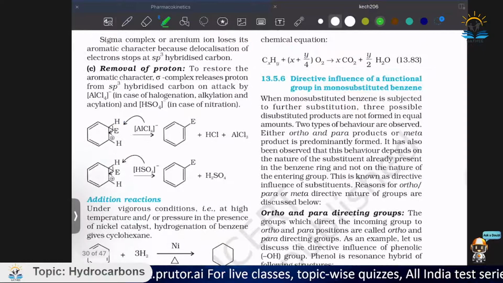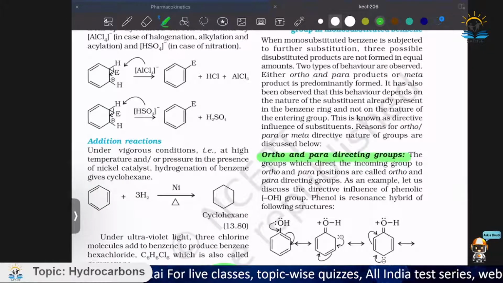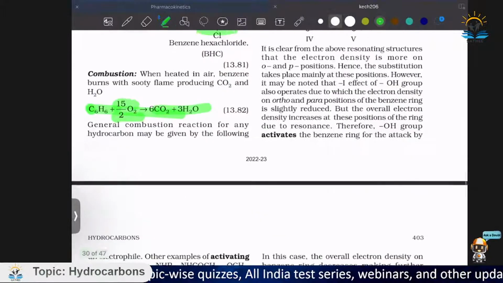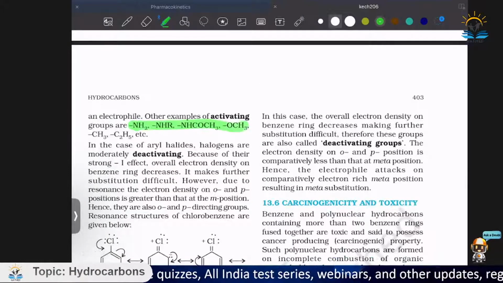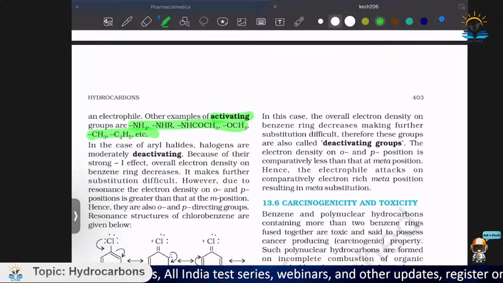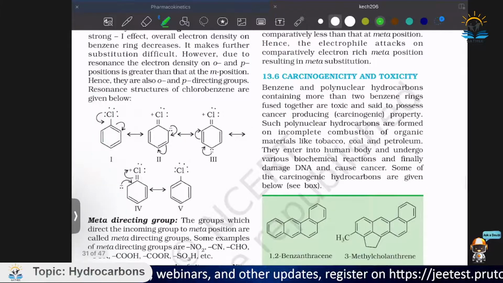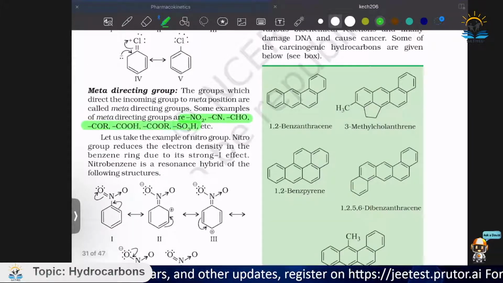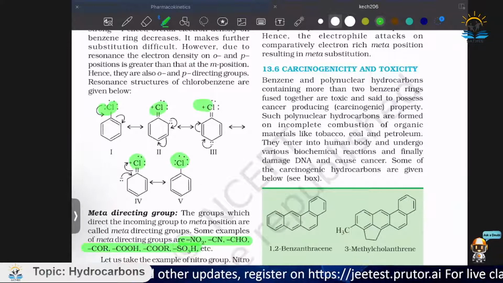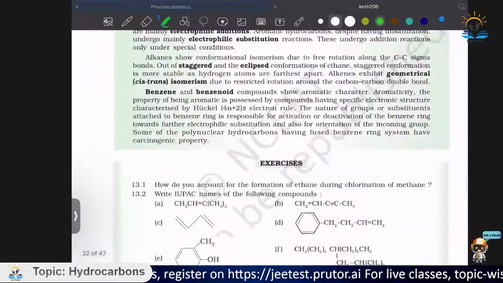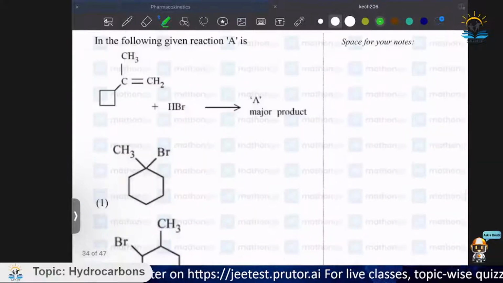And then there are ortho and para directing groups. Just remember which is ortho directing, which will direct the electrophile to ortho position. OH groups and all. Which will direct it to meta? These are all ortho, okay, activating or ortho directing. Then deactivating, examples of meta directing are these. And even halogens are ortho directing and para directing. Toxicity and all, forget it. We'll just move quickly to previous year questions.